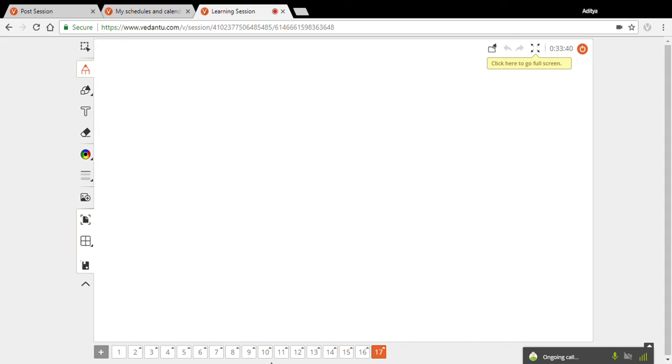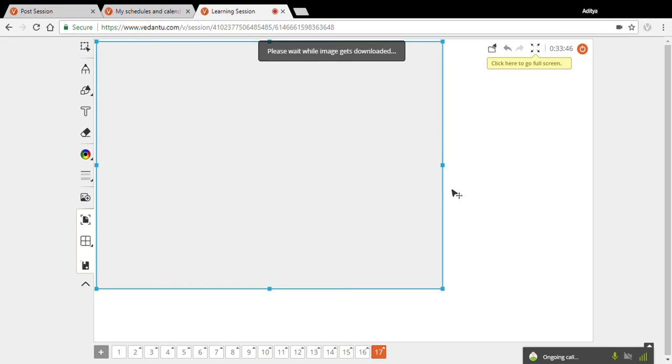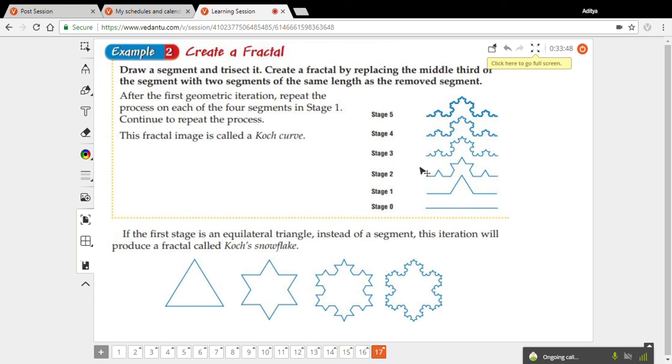I have one more image for that. Creating a fractal. How do you create this? This looks like a good image. They have given some object. They just said there is a straight line. If you have a straight line, it says draw a segment and trisect it. That means divide it into three parts.